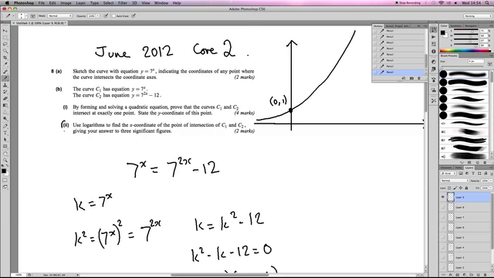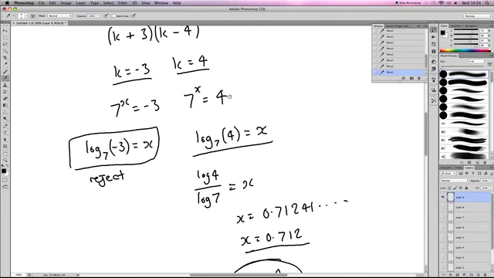Next, part 2. Use logarithms to find the coordinates of the point of intersection, giving your answers to 3 significant figures. Hey, what? Use logarithms to find the x coordinate of the point of intersection. Did I not just do that? What's happening there? What?